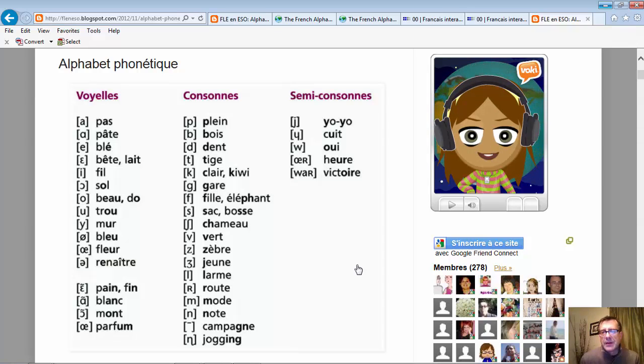Next one is de, we have that too, dans. Next one is te, tige. Next one is que, clair, kiwi. So it's represented by the letter C or K, just like in English writing. Next one is g, gare.